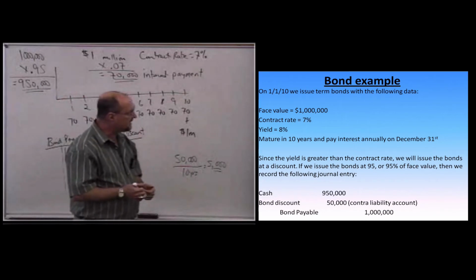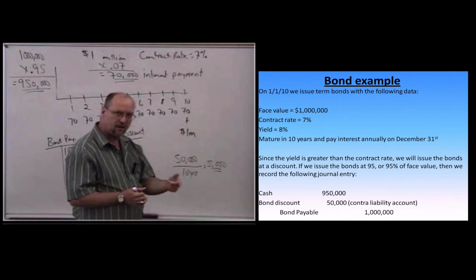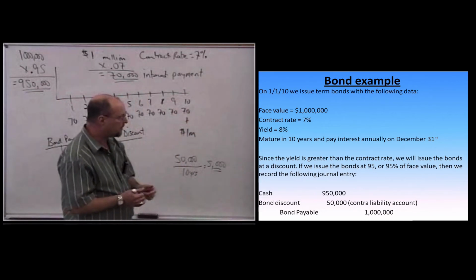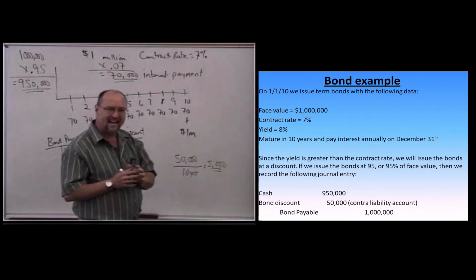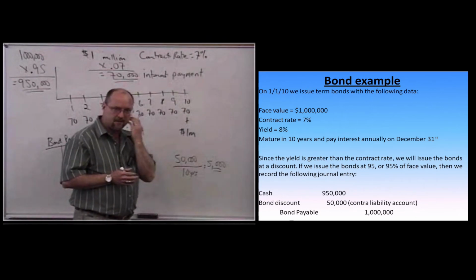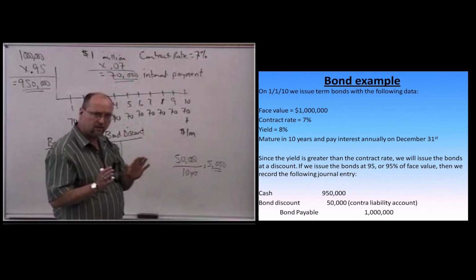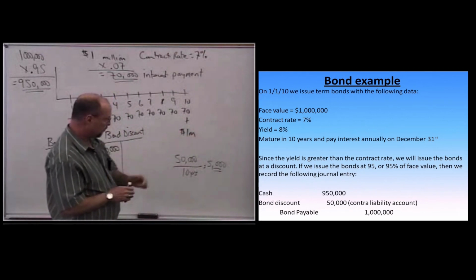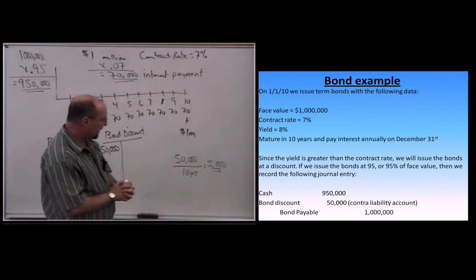As a result, we had to issue the bonds at a discount, some amount less than 100% of face value, and I just arbitrarily chose 95. We could actually calculate to the penny the exact amount, but it's a little bit more complicated, and we don't need to do that here. We issued the bonds at $950,000.